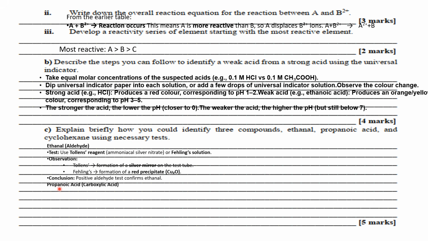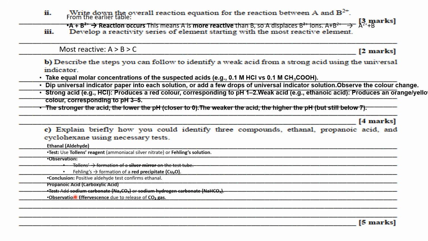Ethanoic acid, which is a carboxylic acid, all right, has acidic behavior like other acids. So the test you carry out is to add sodium carbonate, or sodium hydrogen carbonate, which is a base. So when you add these, if it is truly ethanoic acid, like any other acid, assuming that it's the only acid, then you are going to have effervescence.